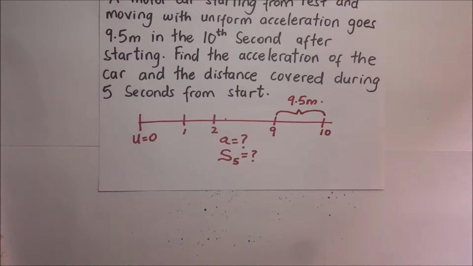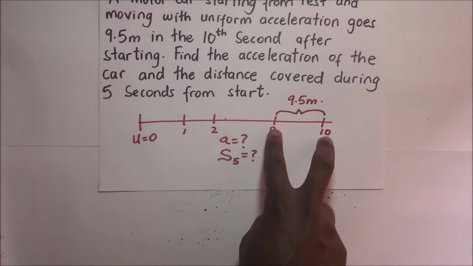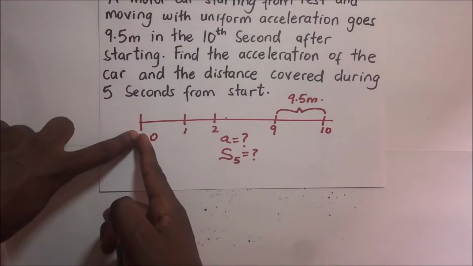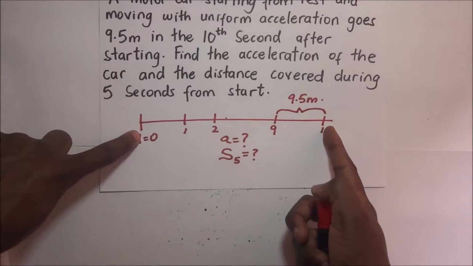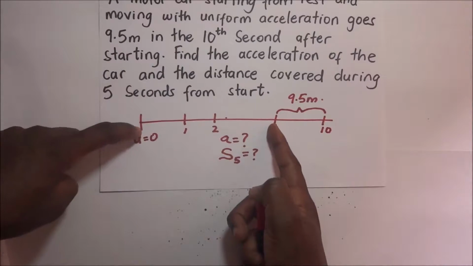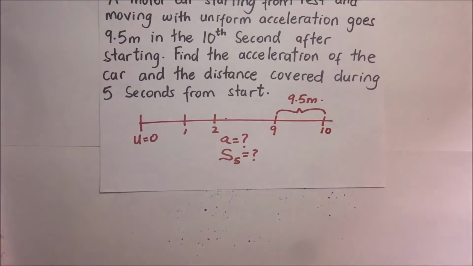Again, here the technique we are going to use is the fact that we know that it is moving 9.5 meters in the 10th second. So it means we are going to get the expression for the distance covered after 10 seconds minus the distance covered after 9 seconds, so that we are able to equate it to 9.5, and within there we are able to get our value of acceleration A.